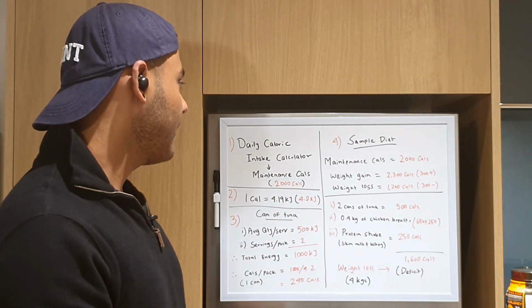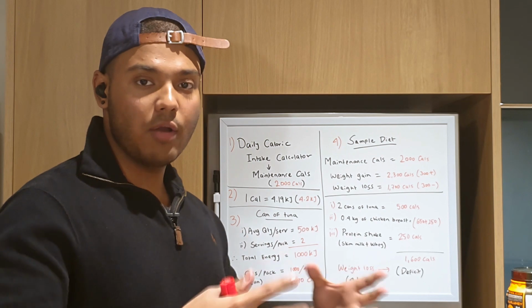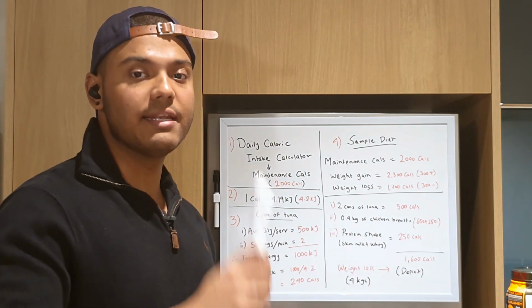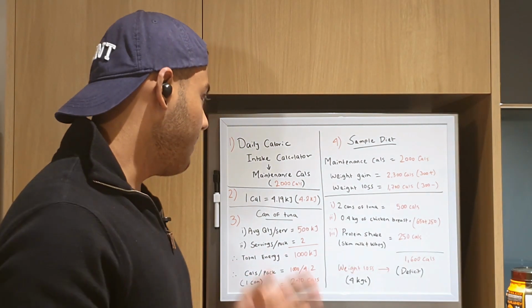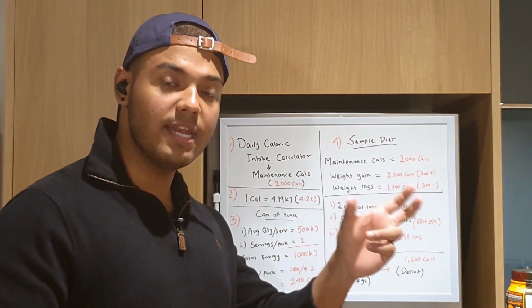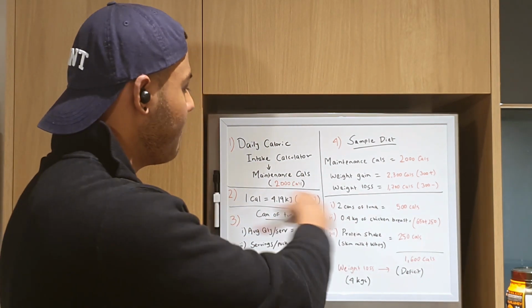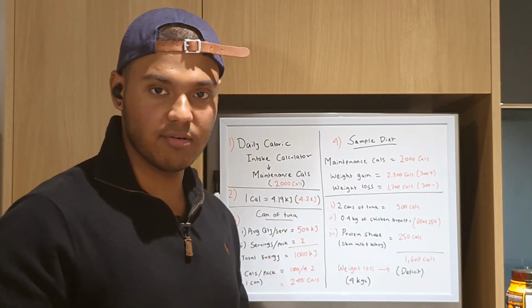All right. So number one, our whole basis of starting off with counting calories is first finding our maintenance calories. What are our maintenance calories? Our maintenance calories is the amount of calories that we need per day to maintain our weight. So say for me, my maintenance calories is around 2000 calories.